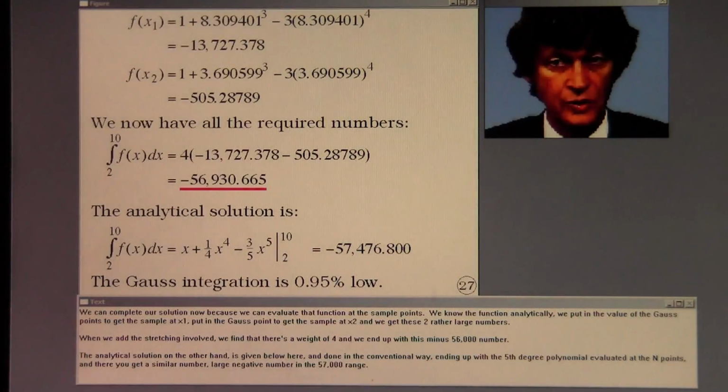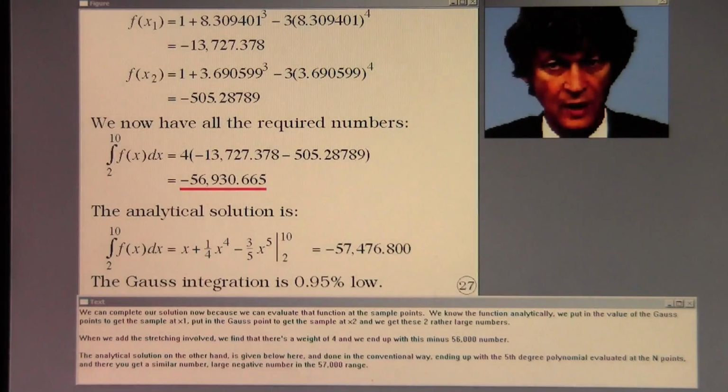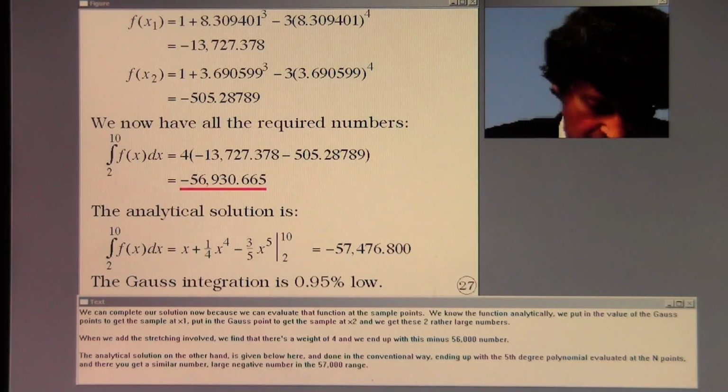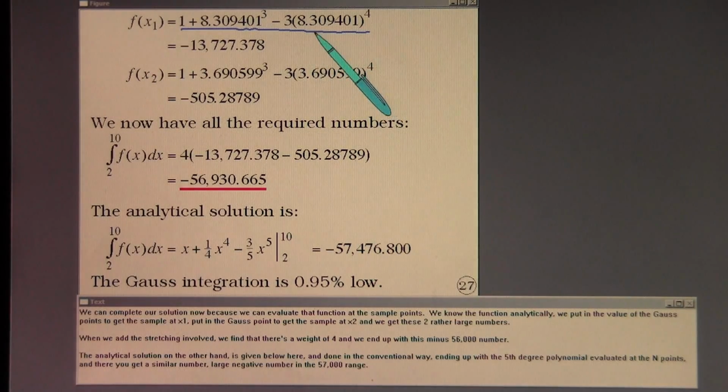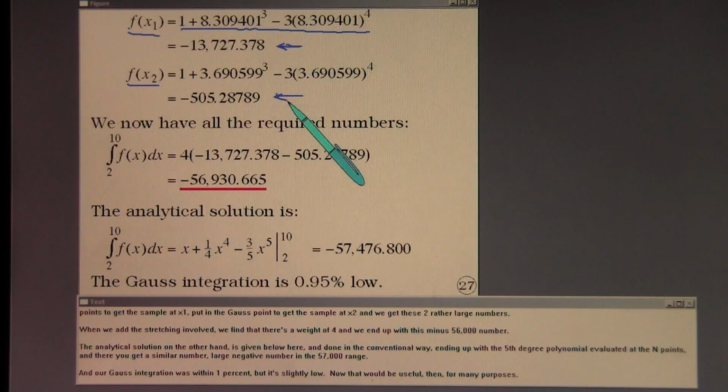We can complete our solution now because we can evaluate that function at the sample points. We know the function analytically. We put in the value of the Gauss points to get the sample at x1, put in the Gauss point to get the sample at x2, and we get these two rather large numbers. When we add the stretching involved, we find that there's a weight of 4, and we end up with this minus 56,000 number.